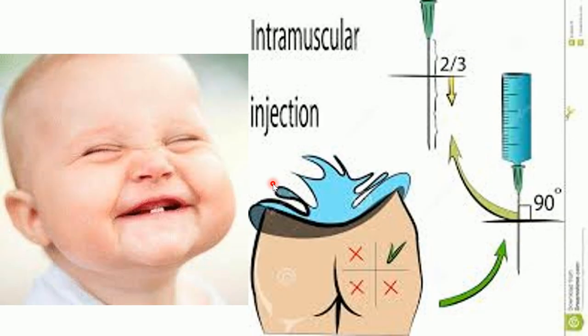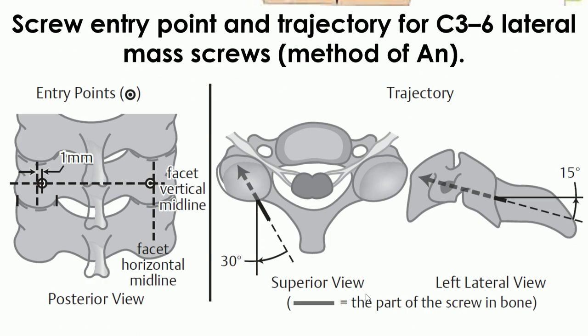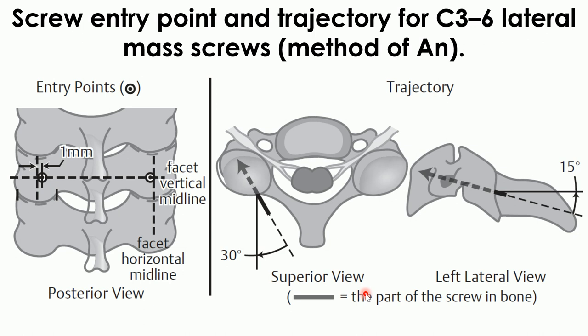And this is a funny piece of information, just to know that we can memorize it also when we remember intramuscular injections. It is directed to the upper lateral quadrant, and there are some differences in the entry point actually, but our screws are directed to the upper lateral quadrant of the lateral mass. Screw entry point, here we can see it. It is 1 millimeter medial to the center of the lateral mass, and the direction here is 30 degrees and 15 degrees cephalad.